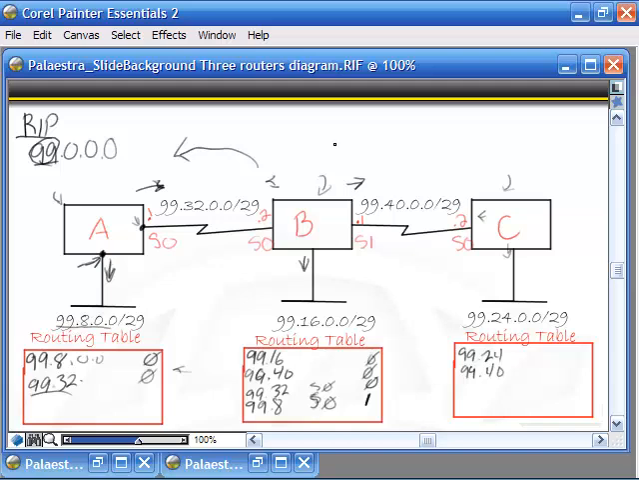Router B takes its routing table and sends the whole thing over to C. And C goes, oh, 99.40, I have that. I don't need that. What I don't have is 99.16. I don't have 99.32. And I don't have 99.8.